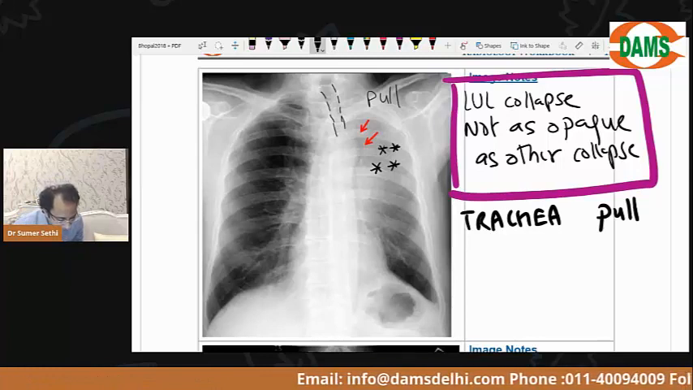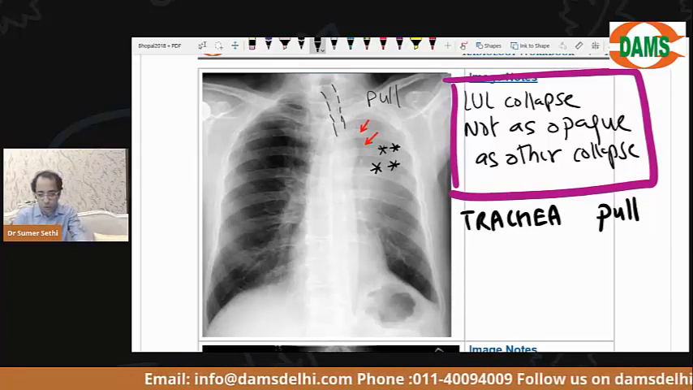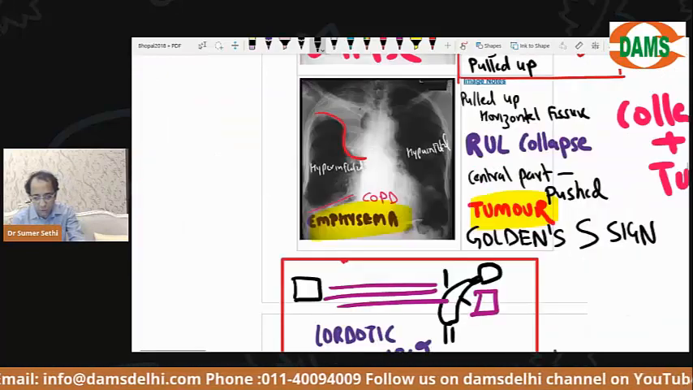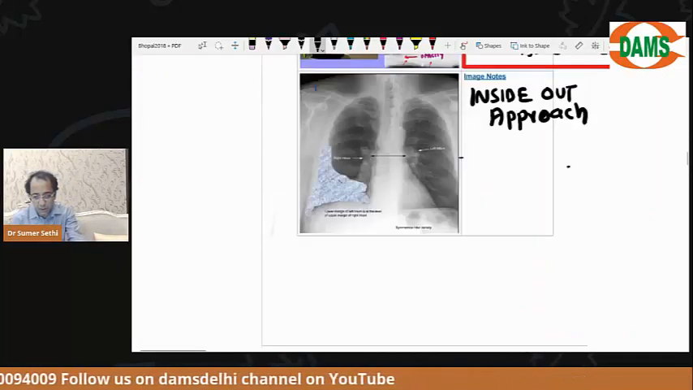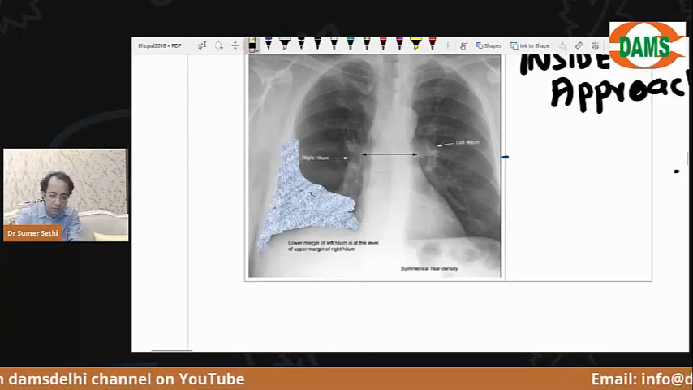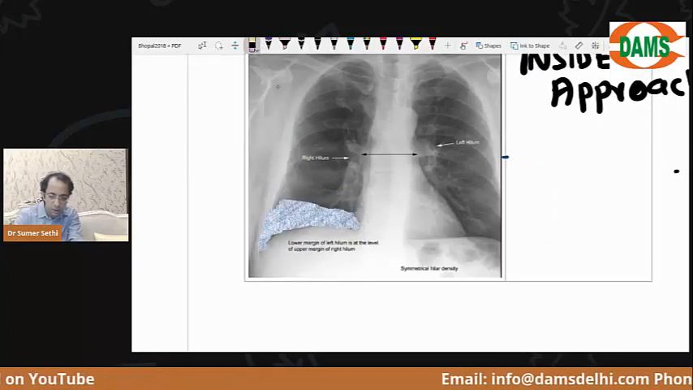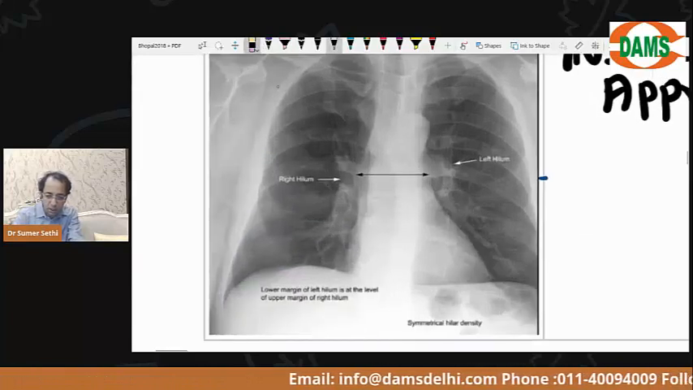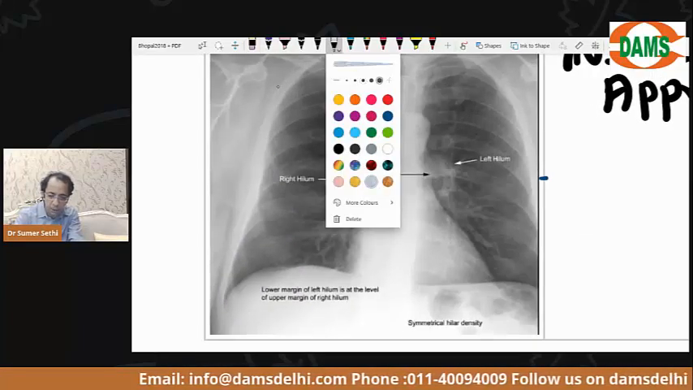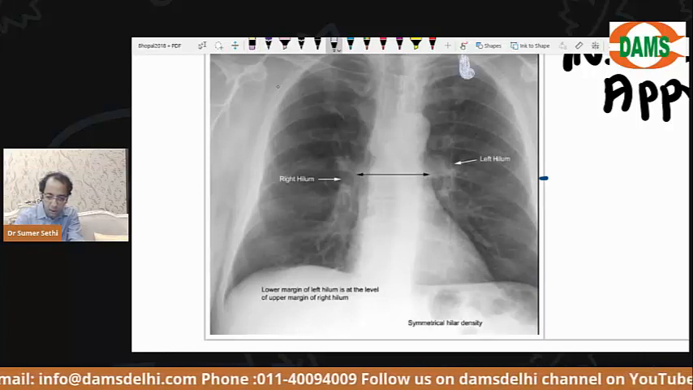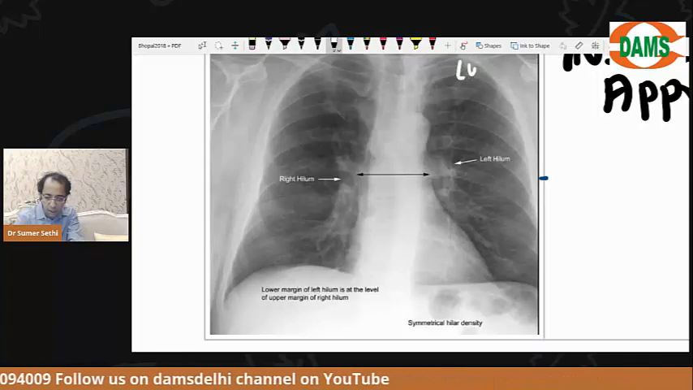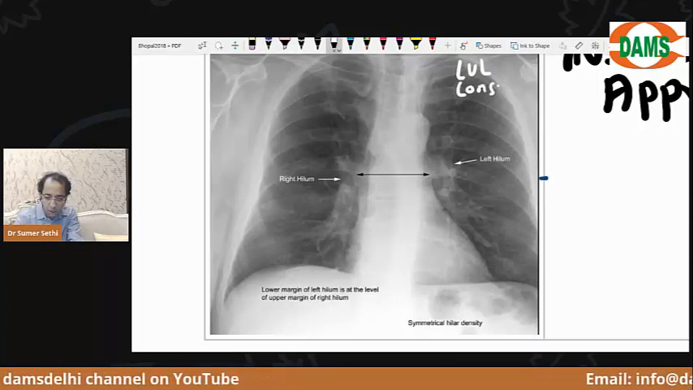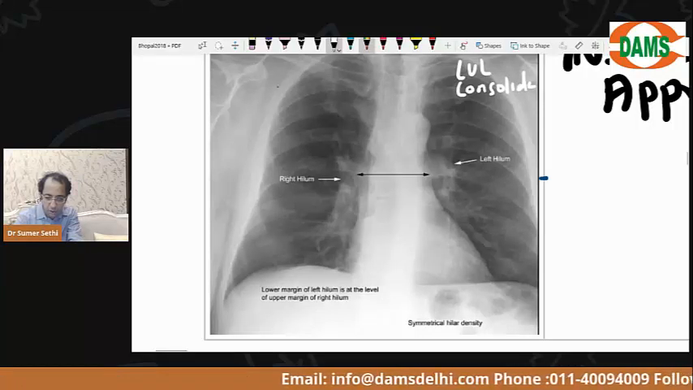Okay. Trachea is pulled. Very good. Now, if I take you back to a normal X-ray, let's see if you can answer from our normal X-ray discussions. Now, imagine, suppose I have left upper lobe consolidation. If I get pneumonia in the left upper lobe, okay? So you will have consolidation here.